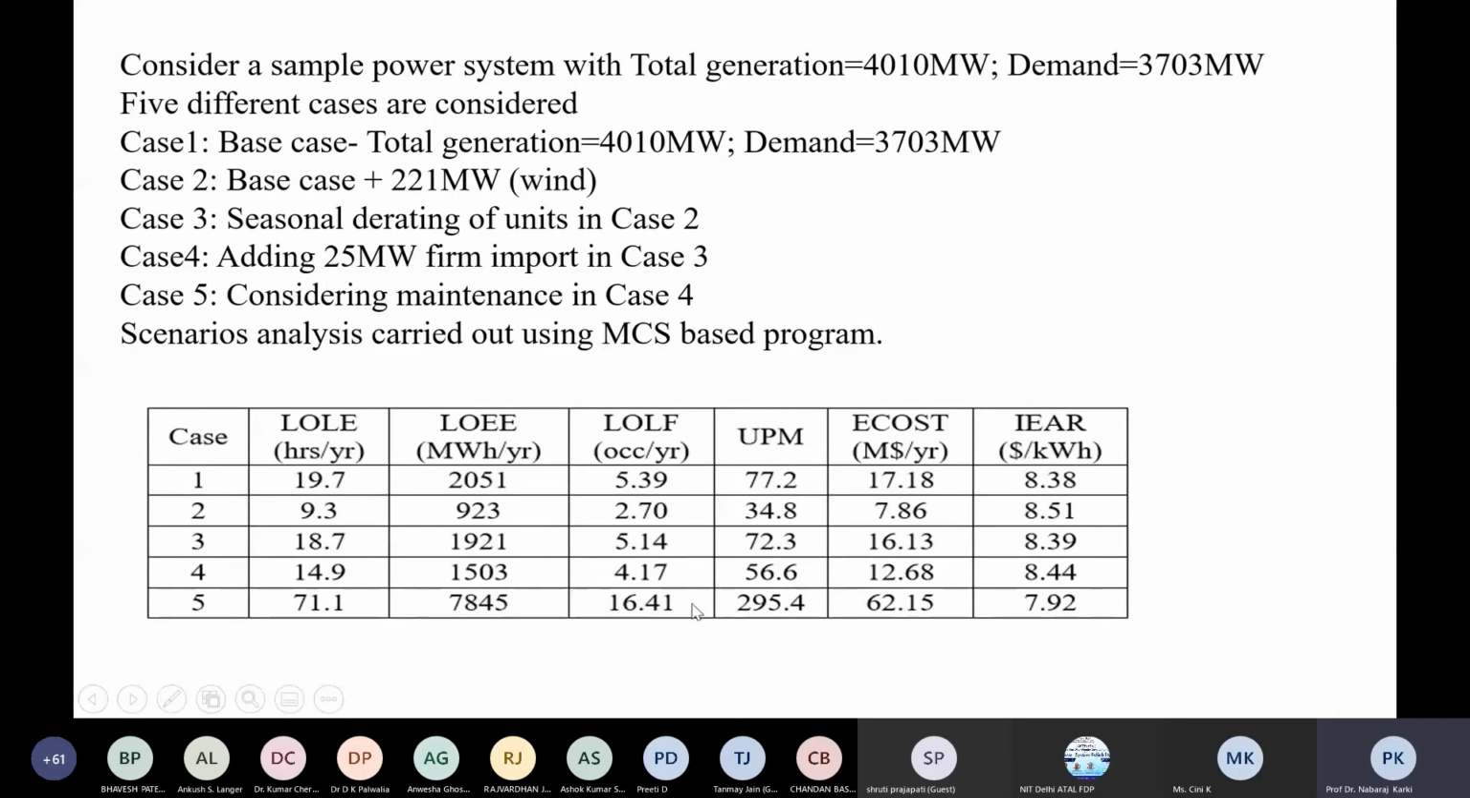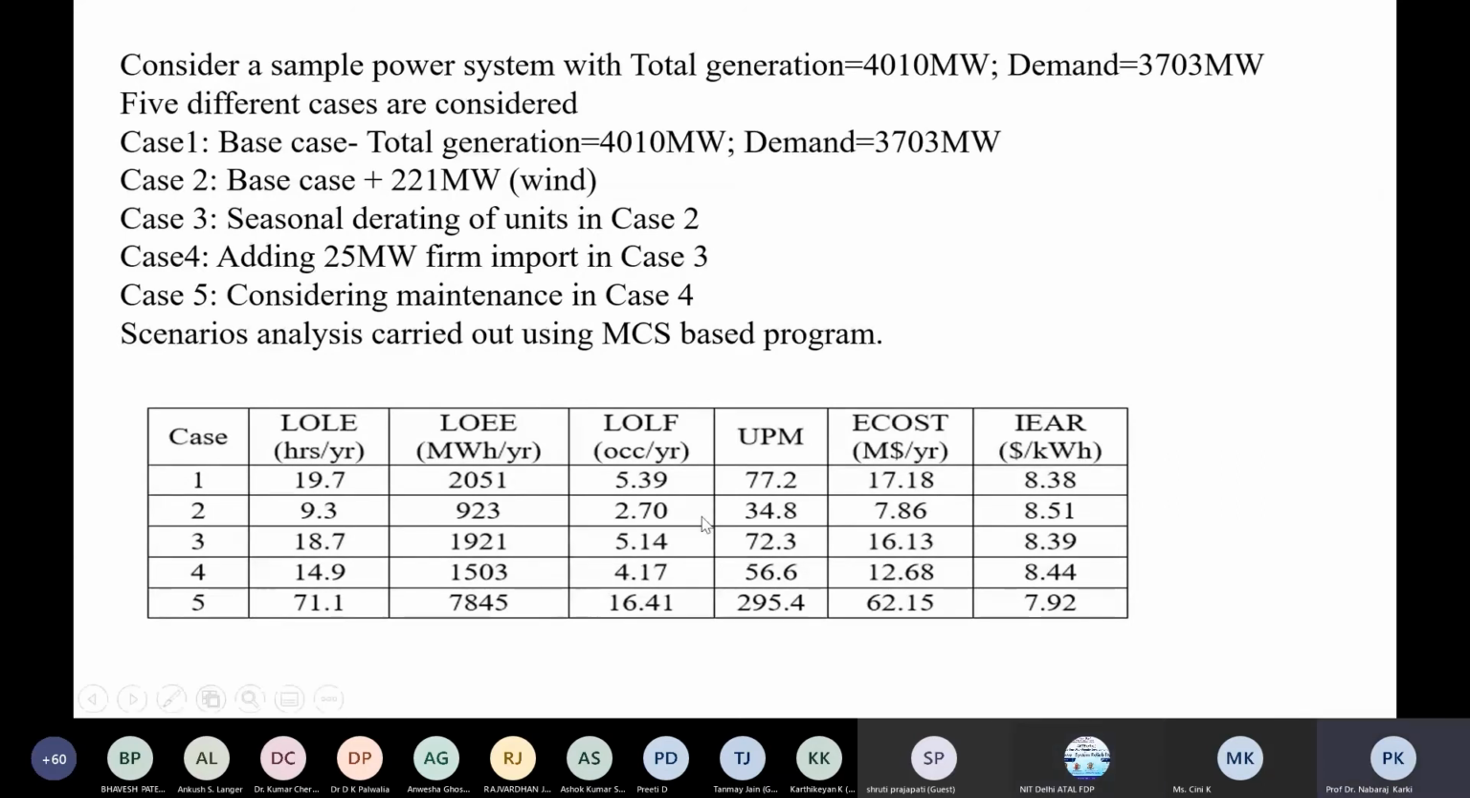Similarly, the UPM value also corresponds to the LOLE value. You can see when LOLE is lowest, the UPM value is also lowest, and when LOLE is highest, the UPM value is also highest. Similarly, E-cost is the energy cost, the cost of expected energy not served. That is highest in the fifth case and lowest in the second case.